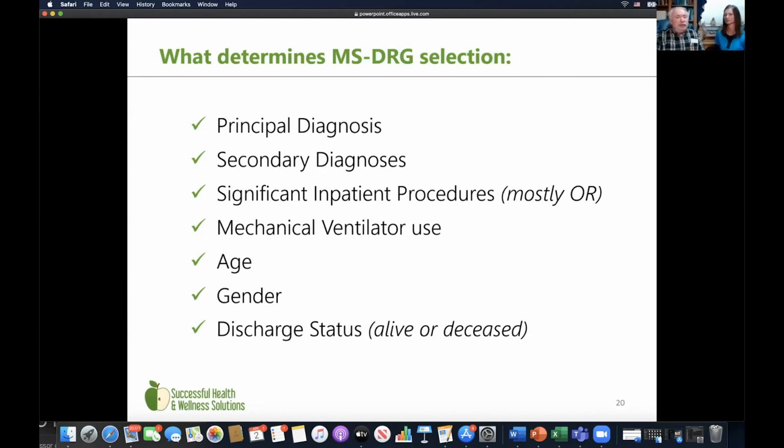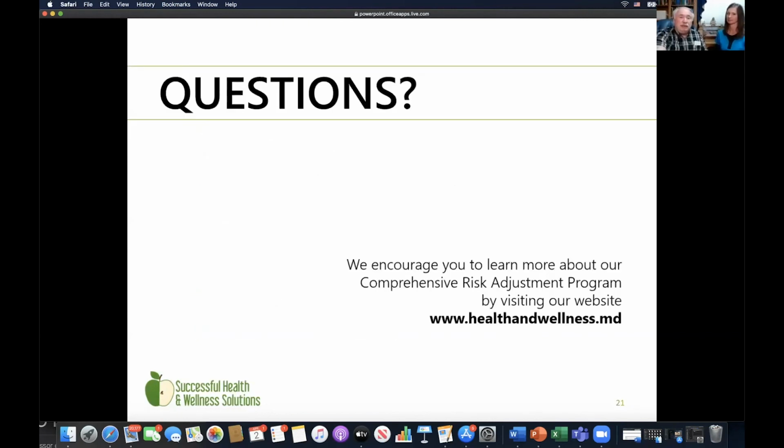It goes to reason that if the patient is discharged alive, that attributes to more success, a better outcome. So that weight for reimbursement is higher than that of a patient that was discharged deceased.